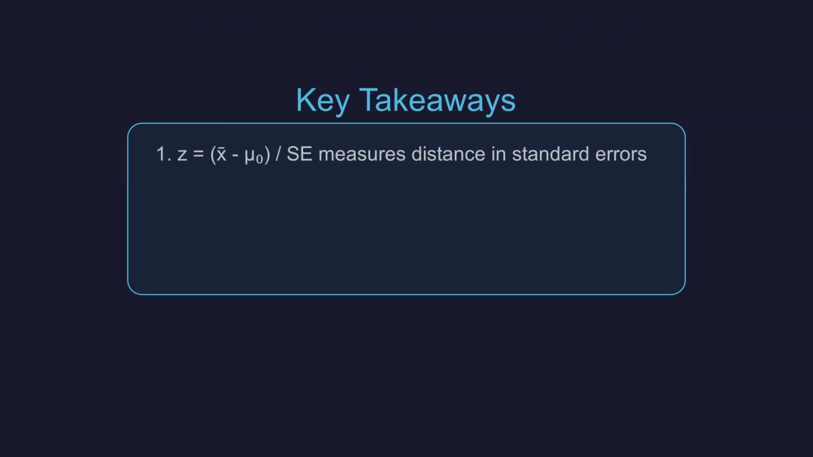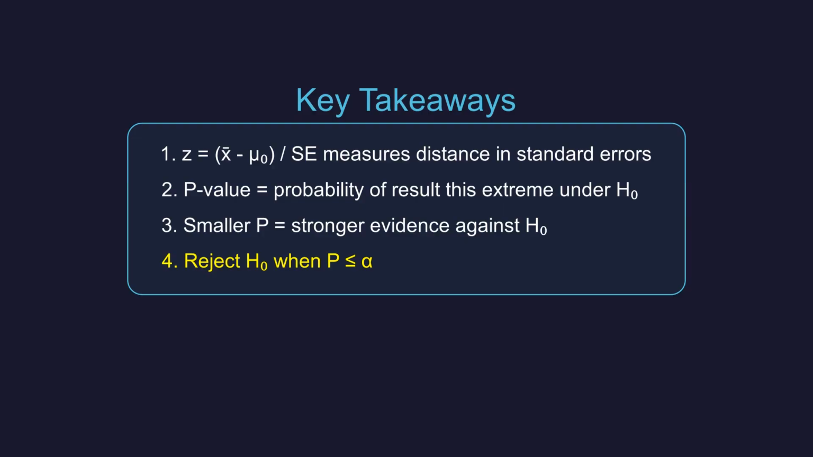To recap, the z-test statistic measures how far the sample mean is from the hypothesized value in units of standard errors. The p-value tells us the probability of getting a result this extreme if the null hypothesis were true. Smaller p-values mean stronger evidence against H naught, and we reject the null hypothesis whenever p is less than or equal to alpha.